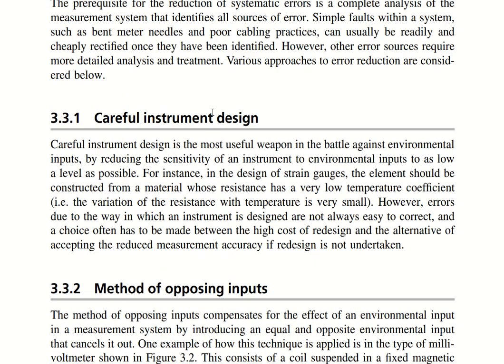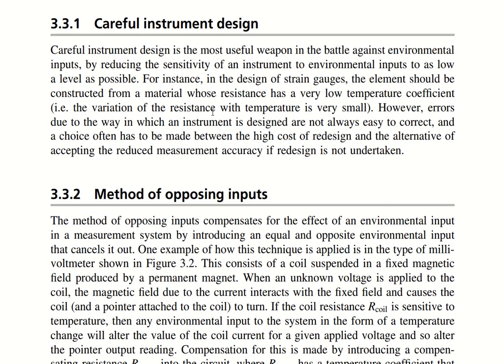So first one among them is careful instrument designing. It is very useful for environmental inputs. By reducing the sensitivity of an instrument to environmental input to as low a level as possible, we can win the battle against the environmental inputs. For instance, in the design of a strain gauge, the elements should be constructed from a material whose resistance has a very low temperature coefficient, right?